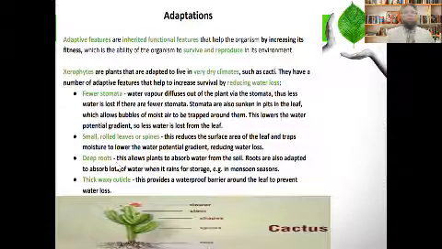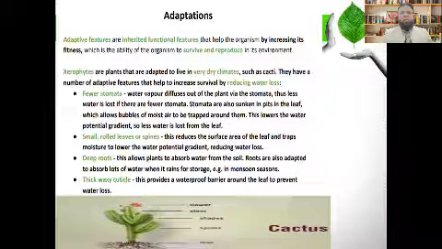Now deep roots. Yes, in the desert there is no water, or sometimes very little water, due to which the roots of the plant become longer and longer in search of water. Now thick waxy cuticle. Yes, the leaf or the stem has a thick waxy cuticle. This waxy cuticle is like a waterproof layer that prevents the loss of water.